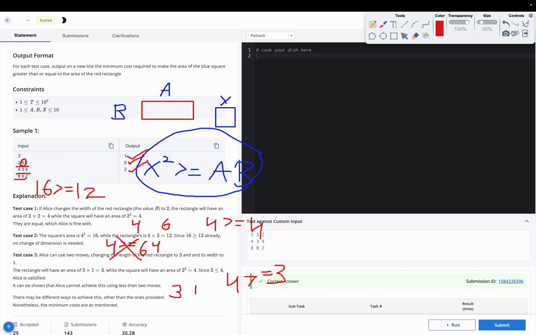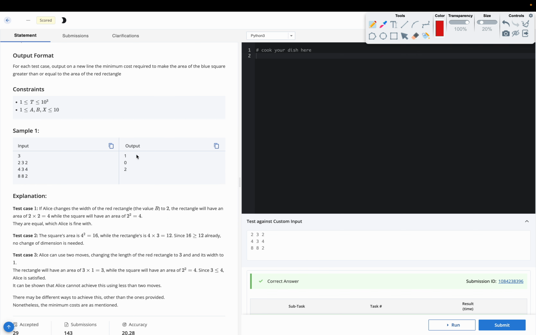So if you understand this, it is a very simple idea, because we can change either a or b or both a and b. If we change either a or b, the number of operations is 1, and if we need to change both of them, the number of operations is 2. And if the condition is true at the first place itself, we don't need to do anything, so it is 0. So our answer lies in these 3 conditions only, that is 0, 1 and 2.